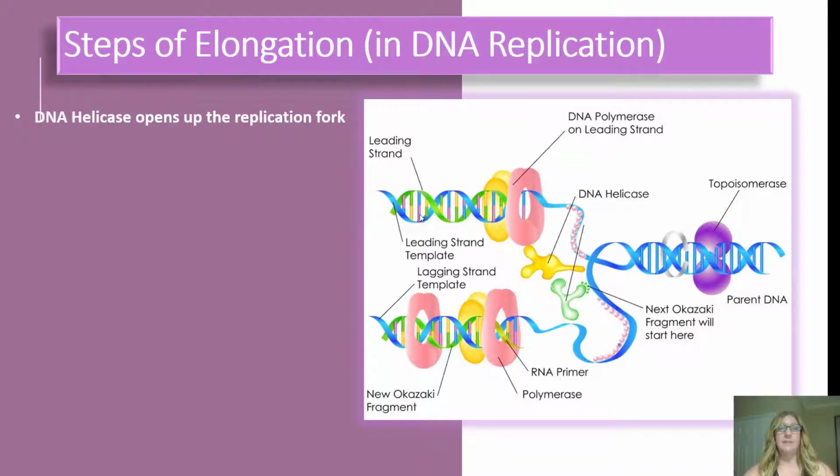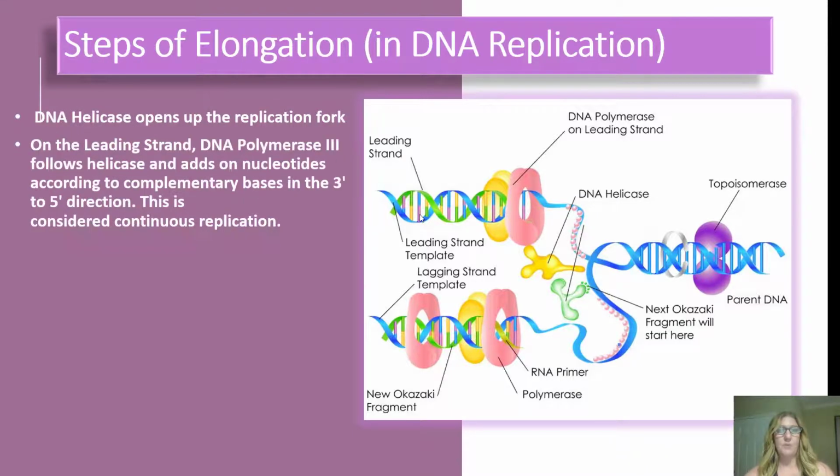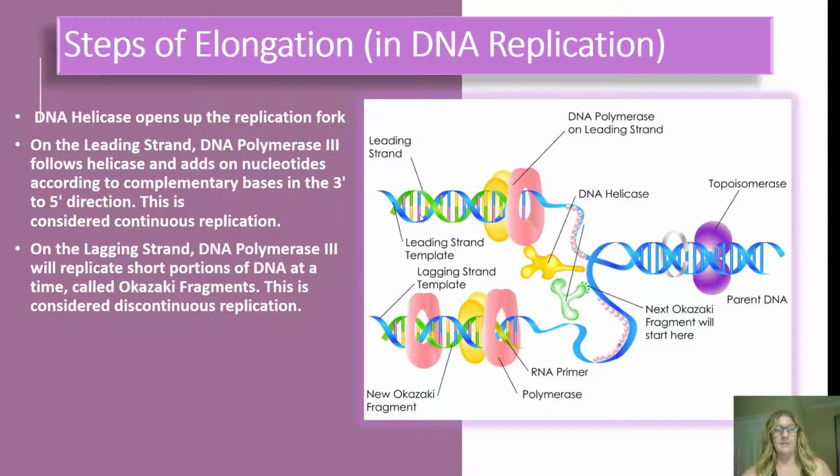Next, let's look at the steps of elongation in our DNA replication. So DNA helicase is going to open up the replication fork. On the leading strand, DNA polymerase 3 is going to follow helicase. And as it follows the helicase, it will add on the nucleotides according to the complementary base rule, like I mentioned before. So this is the easy part because it's going in the direction that it is comfortable going into. So this is your continuous replication.